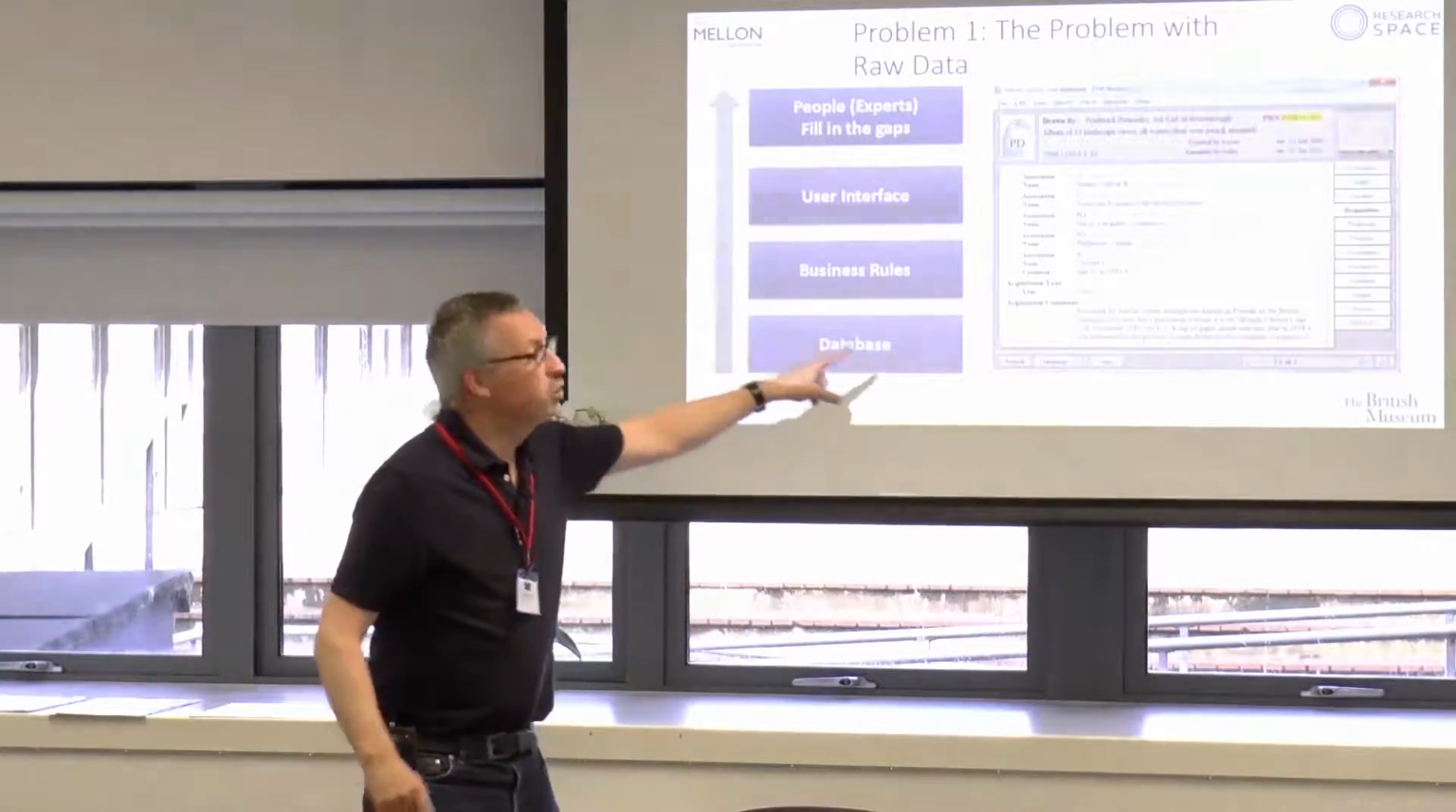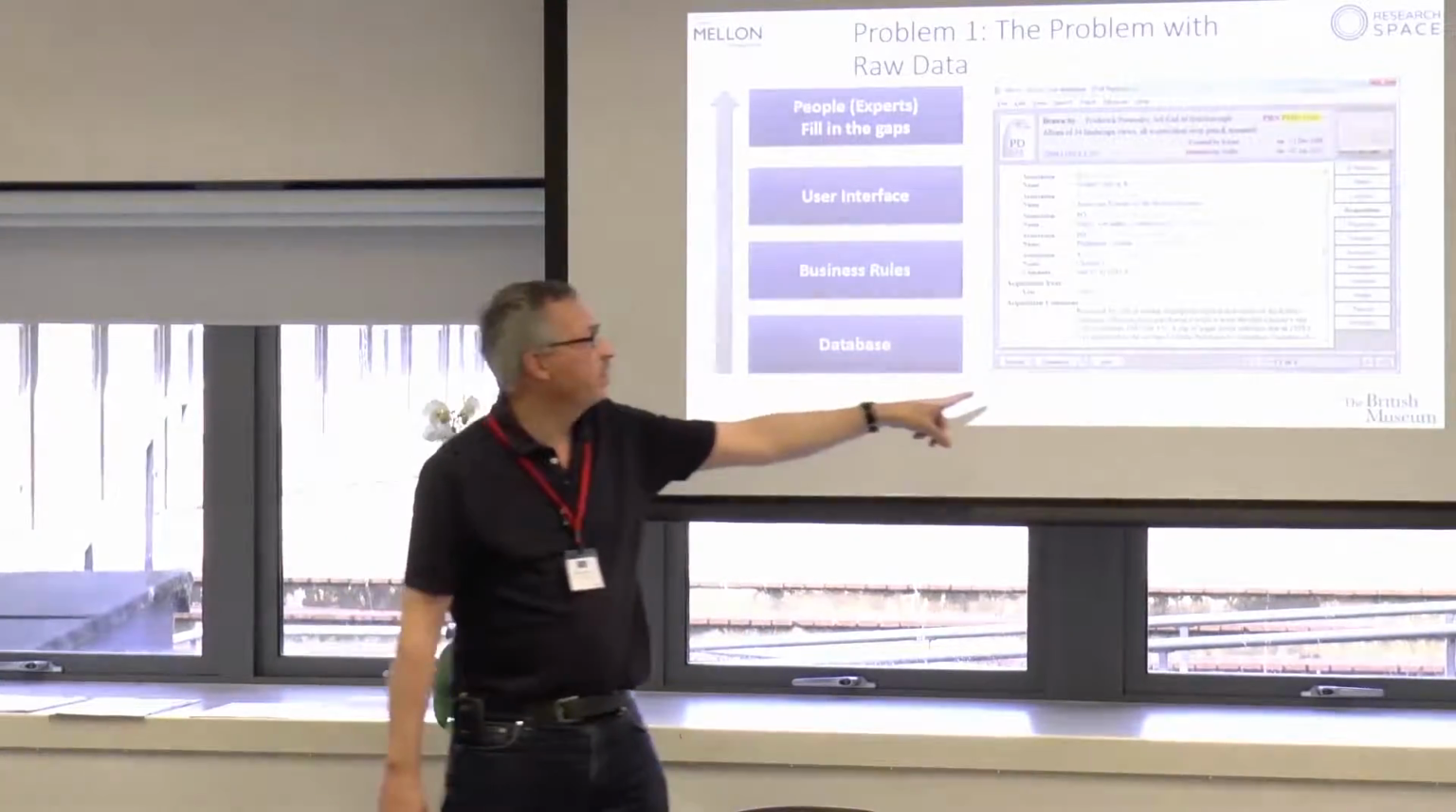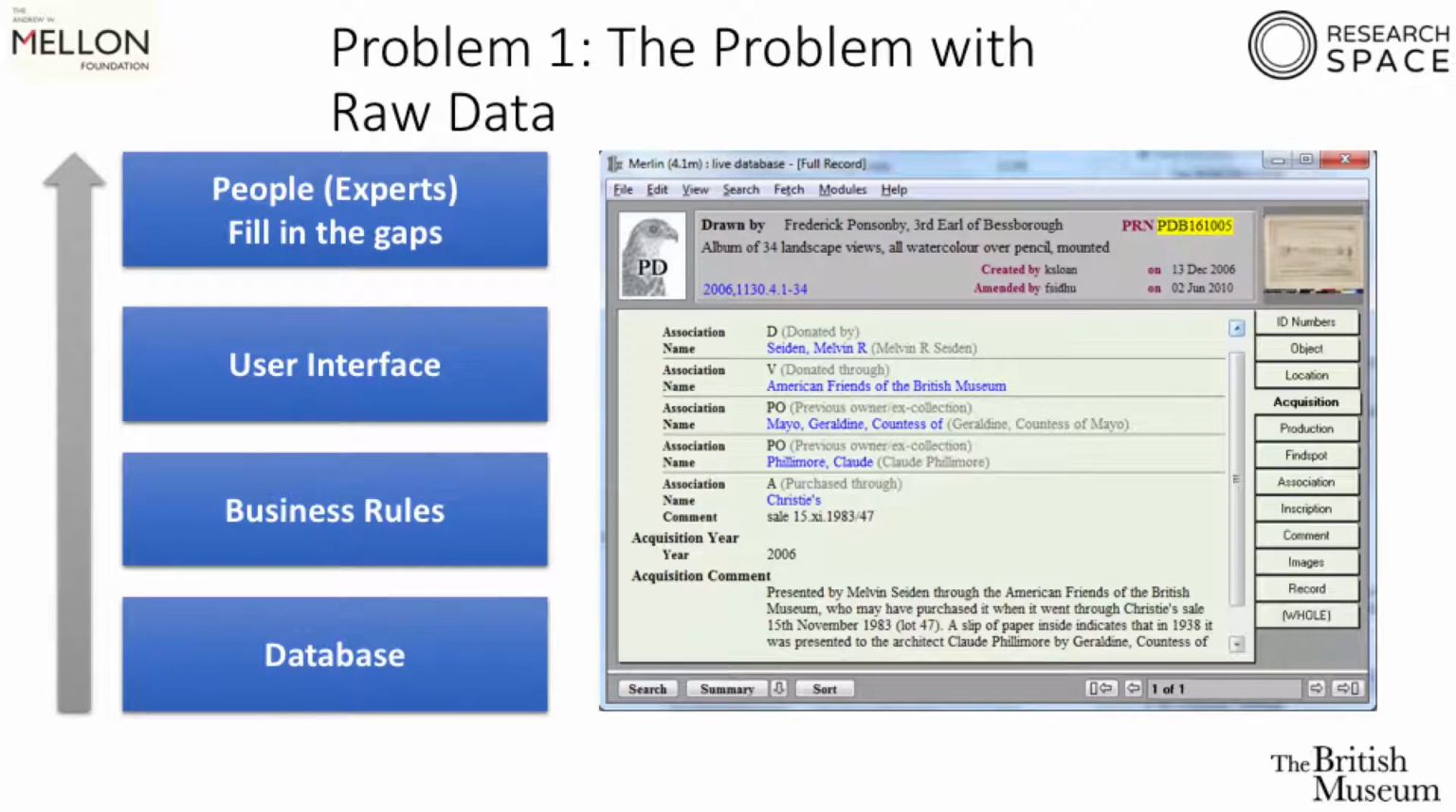So this is a picture of our internal collections management system. There's a record there, and it has lots of tabs: object, location, acquisition, production, find spot, association. This is very familiar to anybody who's got a collection management system and manages cultural heritage information. But actually it's made up of very different layers.